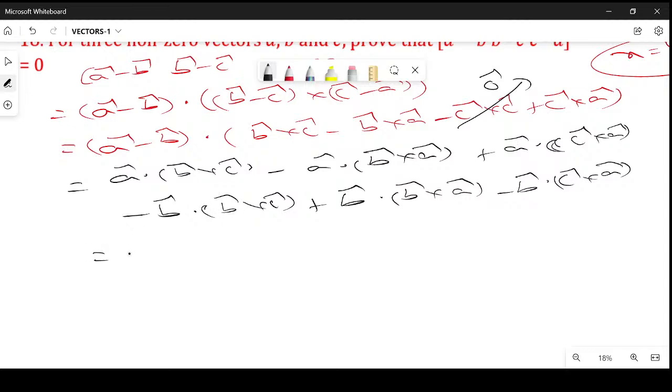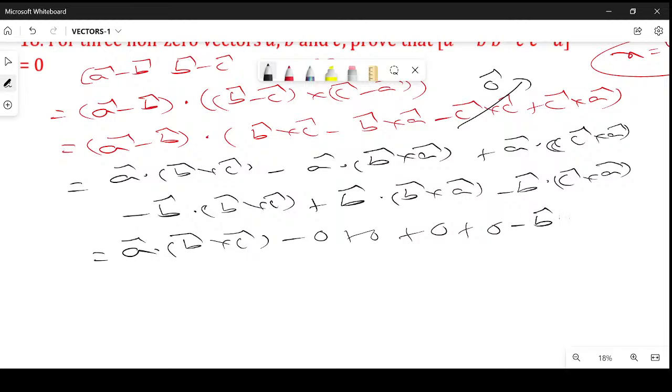I can write here, this is a bar dot b bar cross c bar. So the box a bar, that will be 0. Box a bar, c bar, a bar, that will be 0. Box b bar, c bar, that will be 0. Similarly, this also 0. This is cyclic. You can see here, this is box b bar, c bar, a bar. I can also write this one.